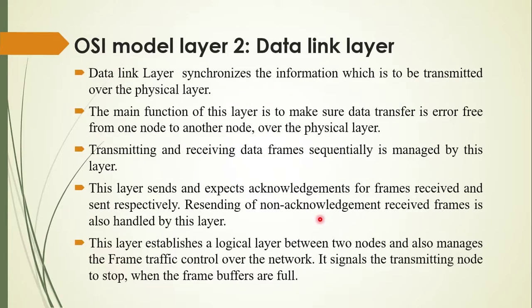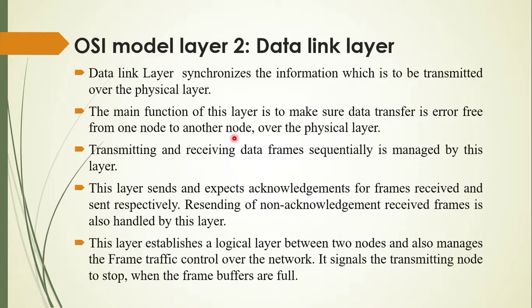Now next is OSI model layer 2, that is the data link layer. The data link layer synchronizes the information which is to be transmitted over the physical layer. The main function of this layer is to make sure data transfer is error free, that is most important, from one node to another node over the physical layer. So the data link layer checks that the data is transferred without any error.